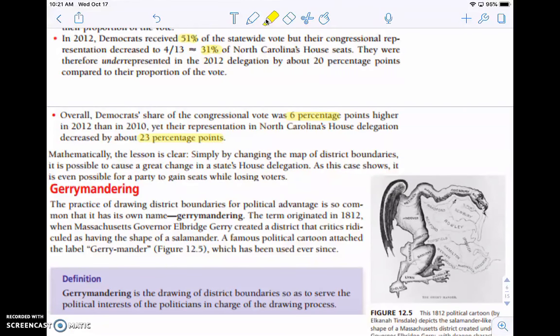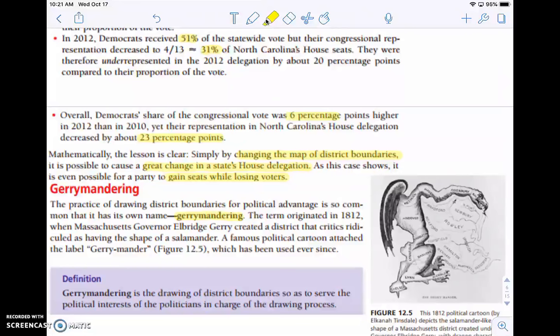The clear lesson here from a mathematical standpoint is simply that by changing the map of district boundaries, it's possible to cause a great shift in the House delegations. It's even possible for a party to gain seats while losing voters. That's where we're going to look mathematically: gaining seats when you lose votes, or losing seats when you gain votes. Now there's this thing called gerrymandering. The practice of drawing district boundaries for political advantage is so common that it has its own name, gerrymandering.